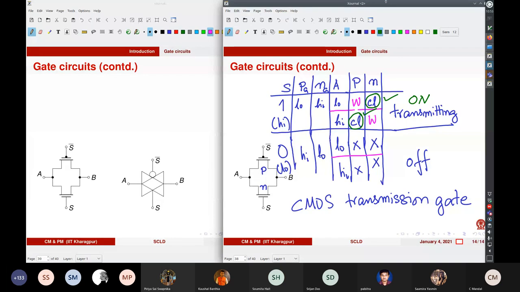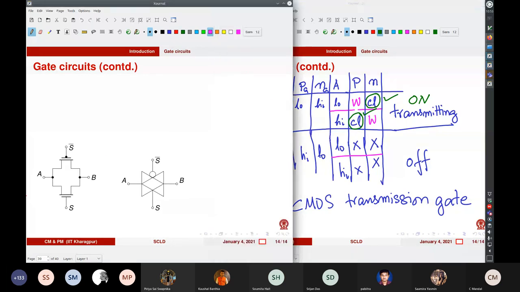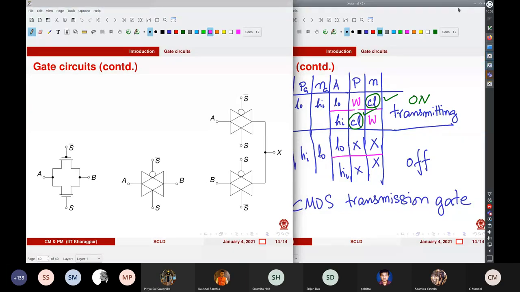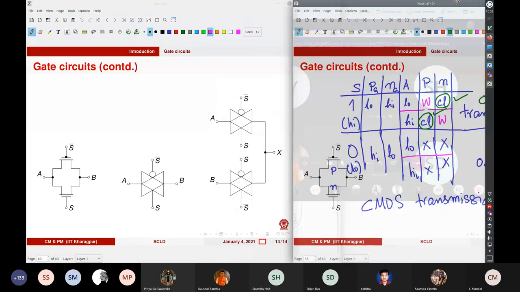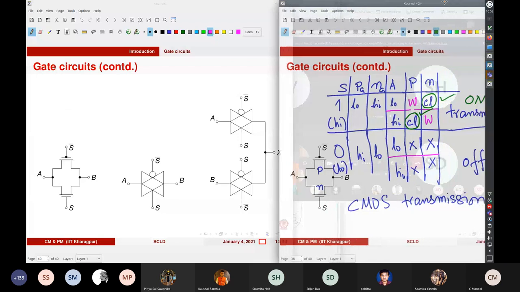And this is the symbol for the CMOS transmission gate. This is the symbol that you use for the CMOS transmission gate. All right. And now you can again look at the circuit that I've drawn on the right. Can you tell me what it does? It should be quite easy for you to explain what it does. So I'll just keep this also here.